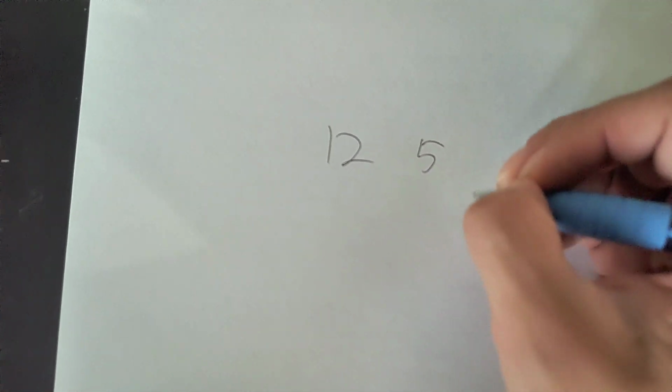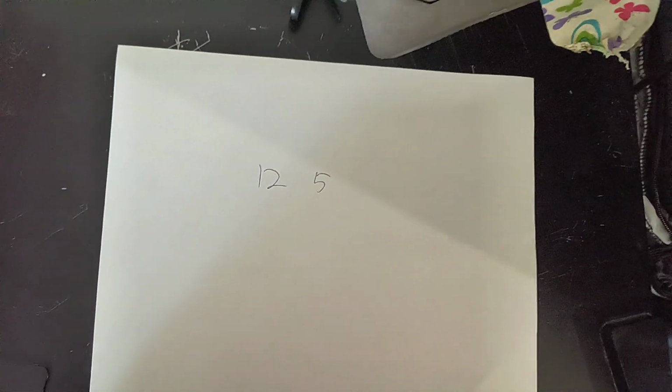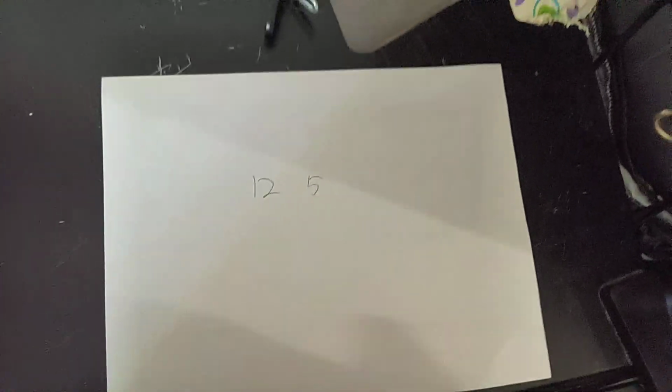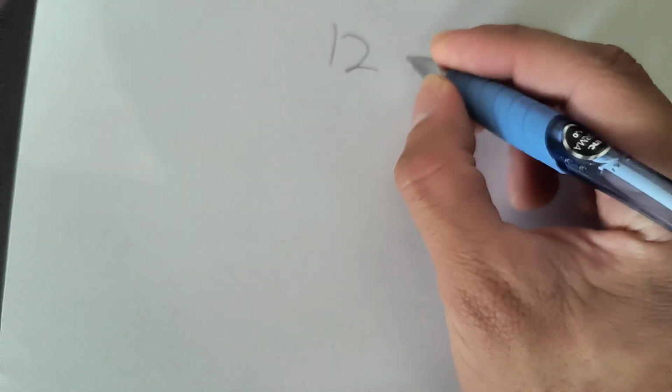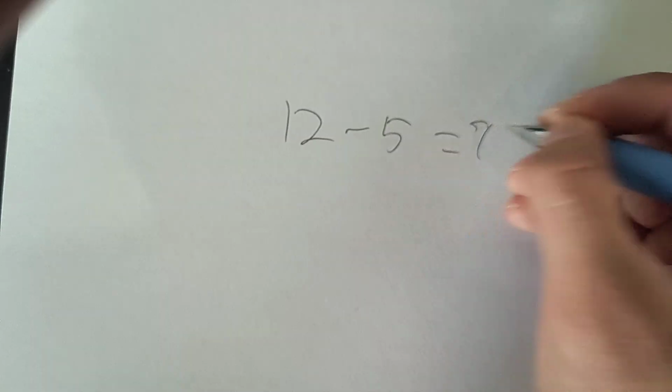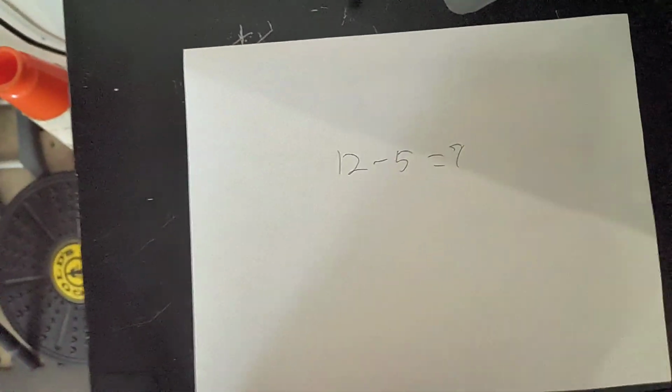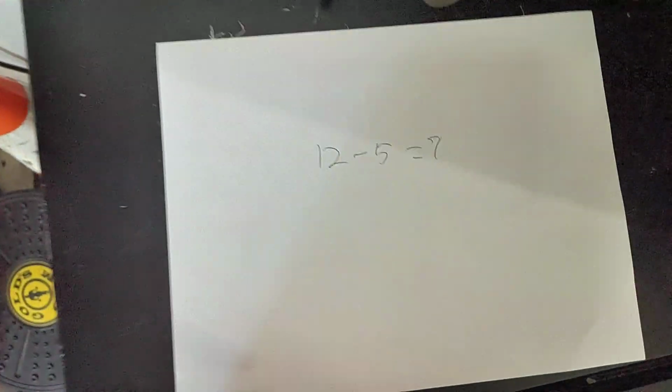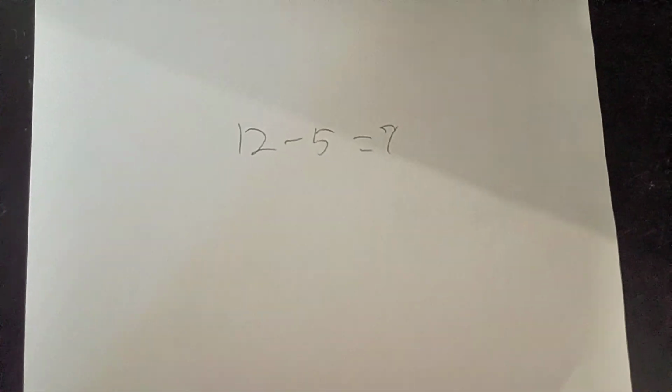Okay, so let's see. Let's say I have 12 grapes, and I eat 5. And I ask you, how many grapes do you have left? Is this word problem a one-step or two-step word problem? Well, to figure out how many grapes I have left, all I have to do is remove 5 from 12, which is equal to 7. So how many operations did I use here? Well, I use one subtraction. So this is a one-step word problem.